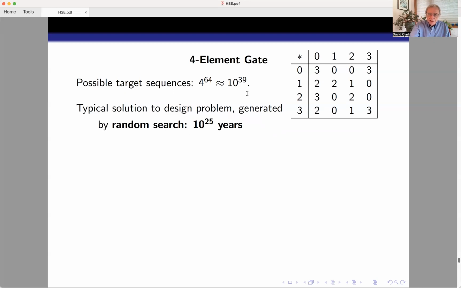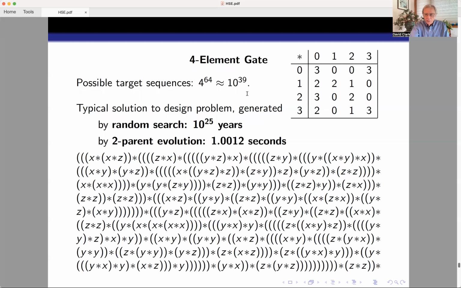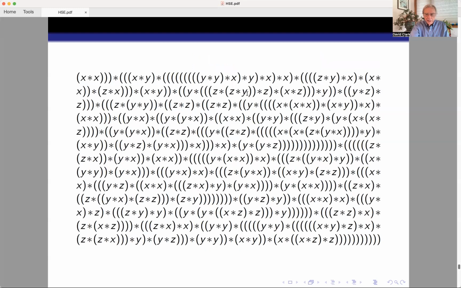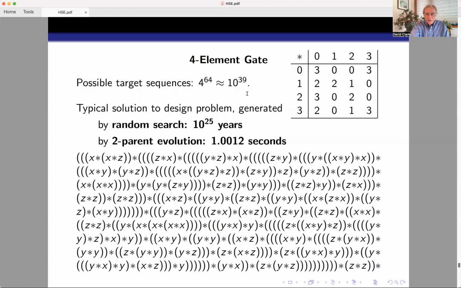And so we decided not to be intimidated by all this, but to just try it with the 2-parent evolution. And so we tried it, and it found a solution in just a little over a second. And here is the first part of the solution, and here's the rest of it. So it's complicated, but it found it in a little over a second, and that seemed amazing. And we were very pleased with this.